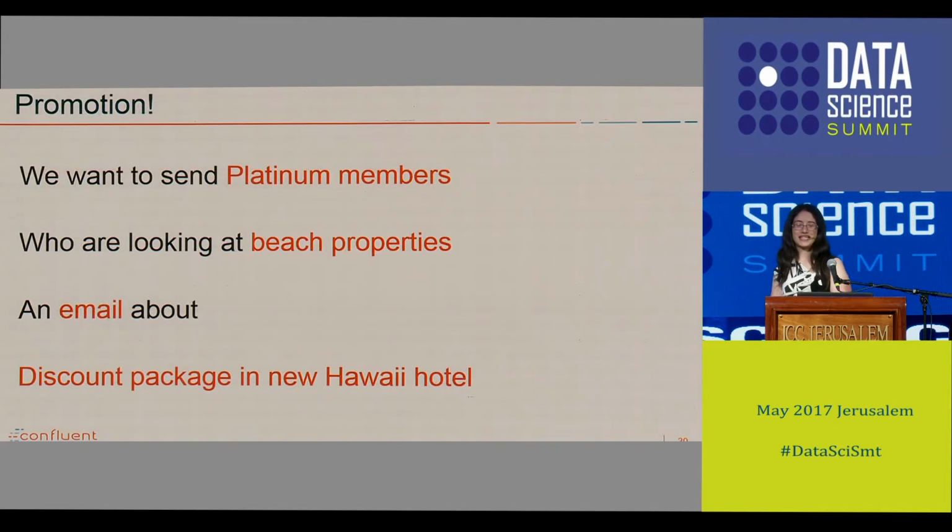And move to another example. So this example is our hotel wants to do a promotion. We want to take all Platinum members who are currently looking at beach properties for their vacation and tell them about a new beach property we have in Hawaii. Because if they want to go to the beach, I guess Eilat, Hawaii, Tel Aviv, more or less all the same. So we may as well tell them about a discount.